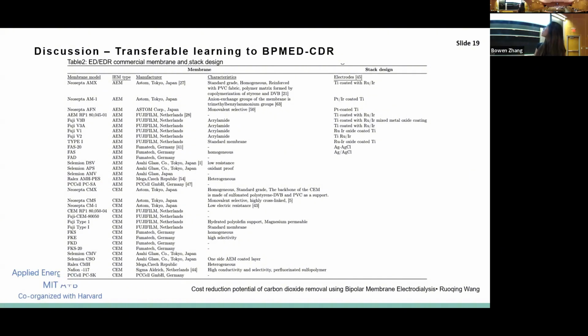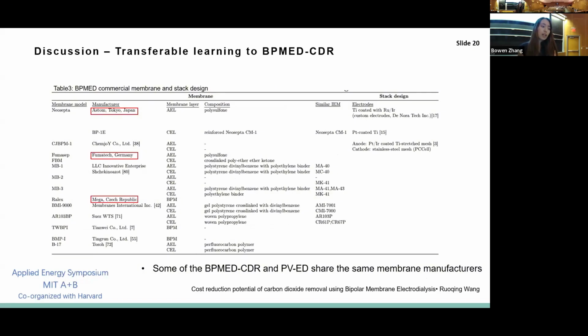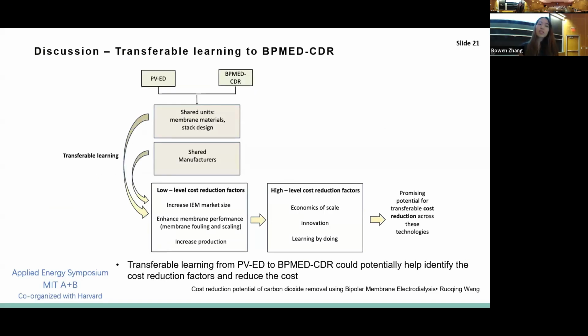This table shows the electrolysis commercial membrane stack design, and here is the BPM-ED commercial membrane stack design. What I want to say from these two tables is that these two systems have shared units in terms of membrane material and stack design, and they also have shared manufacturers. The same manufacturer can produce ion exchange membranes as well as bipolar membranes. So it's feasible to transfer the learning from PVED to BPM-ED CDR at both low and high cost levels.